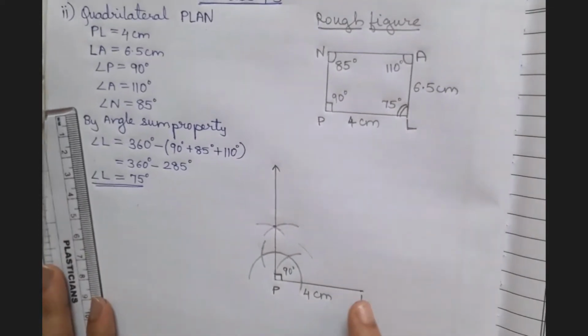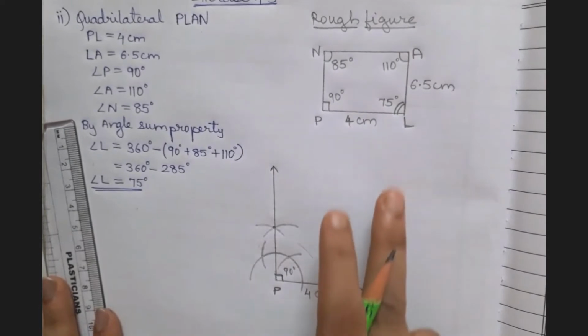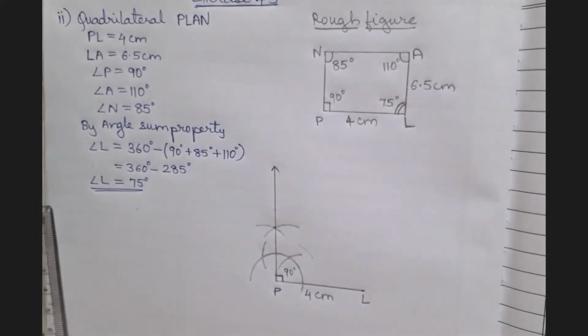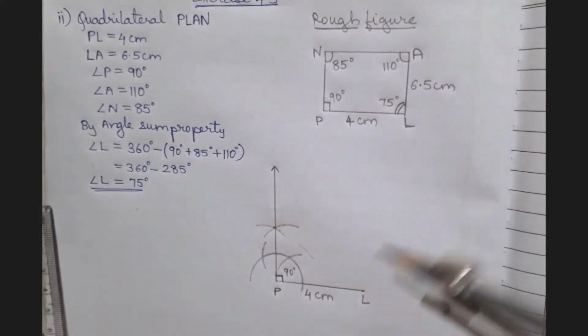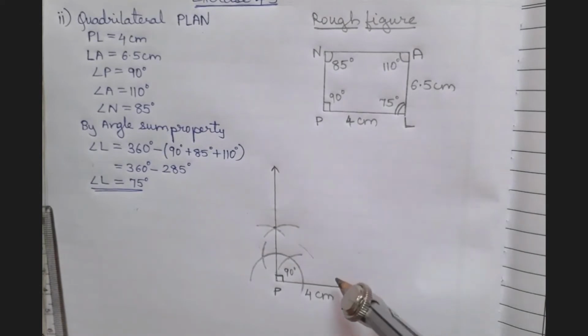Now we will construct angle L. So angle L is of the measurement 75 degree. The steps are the same. First we will draw an arc.